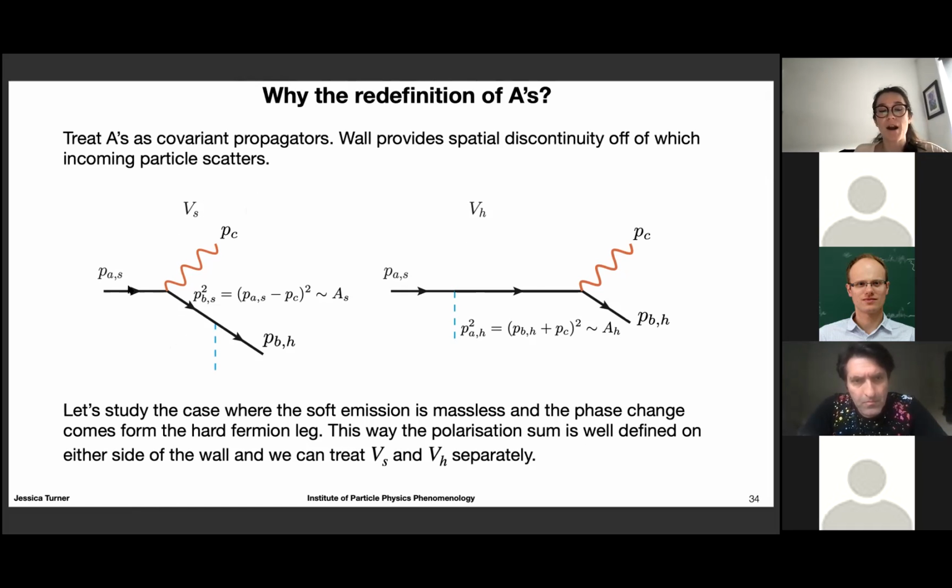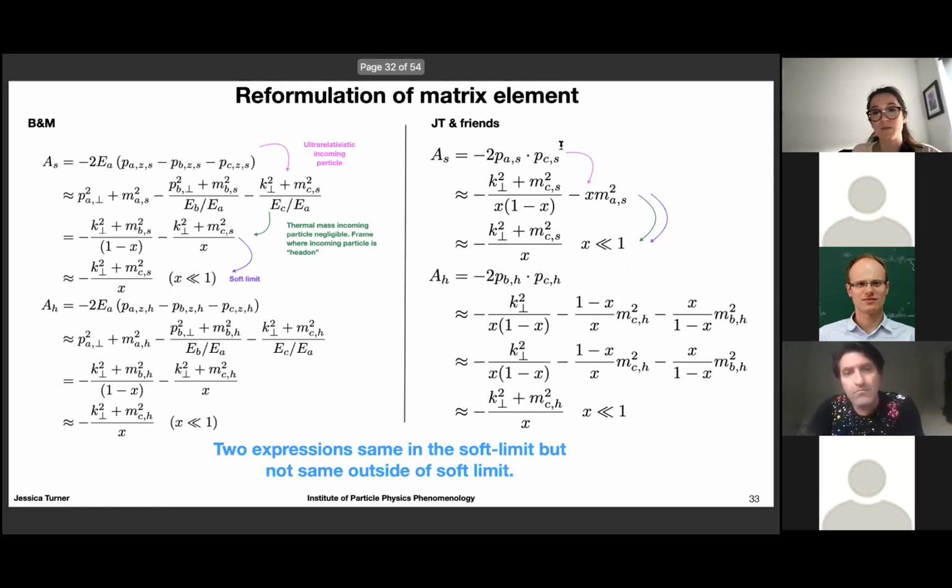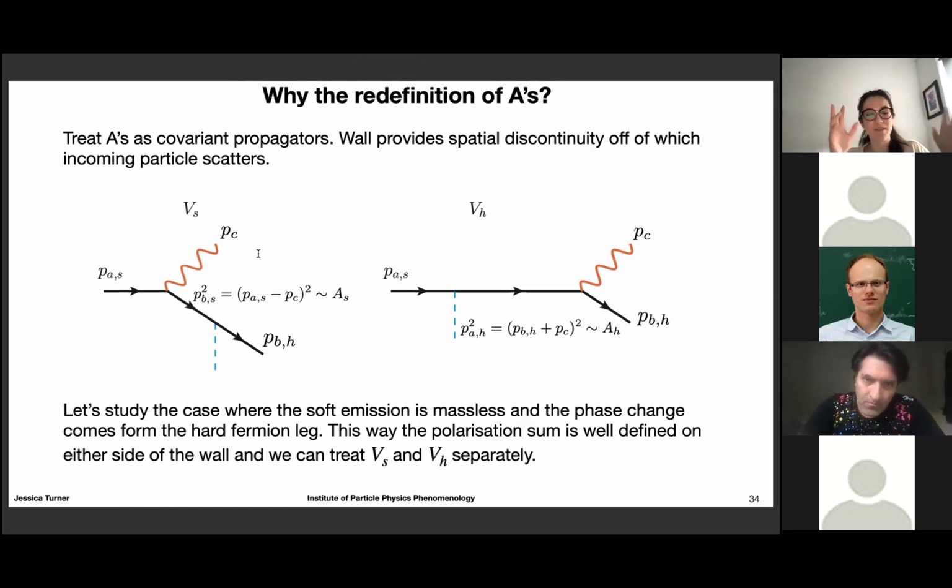Here we have the incoming particle on its mass shell. It can emit a massive or massless gauge boson. And in order to do that, you create some virtual particle that can be then put on its mass shell by the wall. And the wall here is denoted by the blue dashed line. So the wall puts this particle on its mass shell. The momentum of the propagator is simply the difference of PAS and PCS. And if we apply the on-shell conditions, we find that it's simply minus 2PAS dot PCS. And this is VS, since the emission occurs before the interaction with the wall.